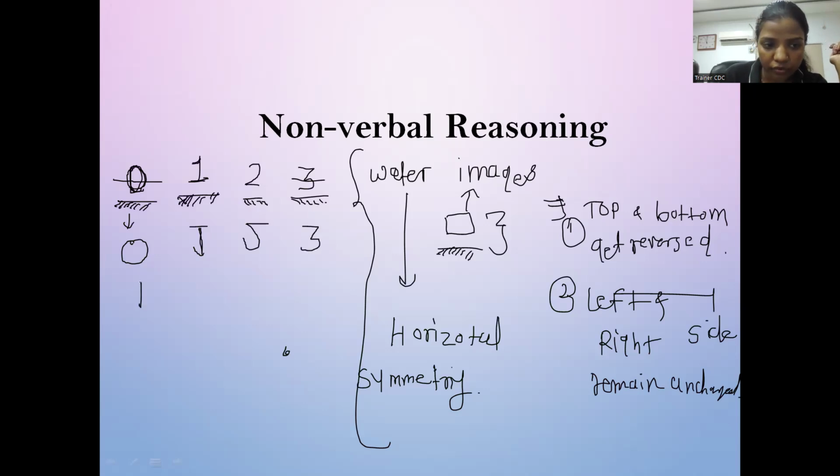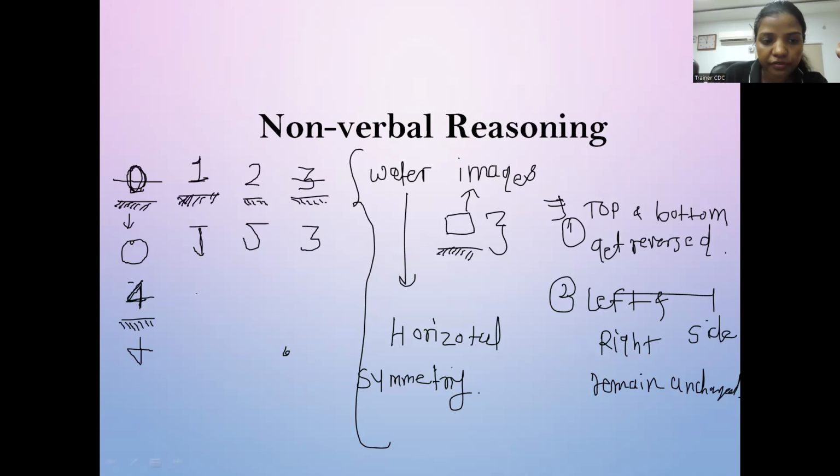Now let's talk about 4. How will 4 look? Now I know that this vertical line will remain as it is. Then what will happen? This triangle part will come here, then like this, correct? Yes. So we are not changing the left and right hand side. We are only changing the upside and bottom.